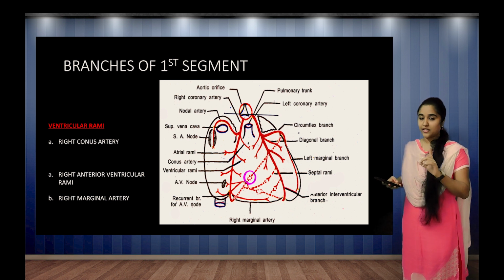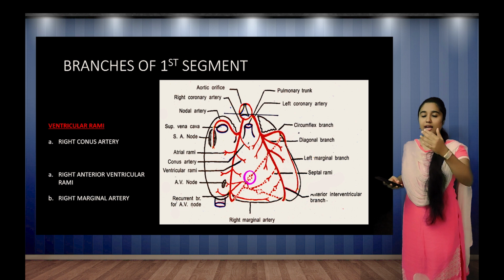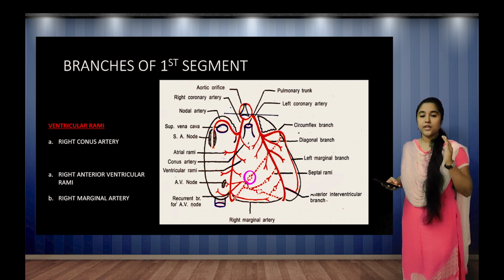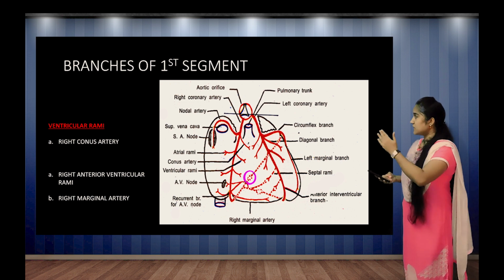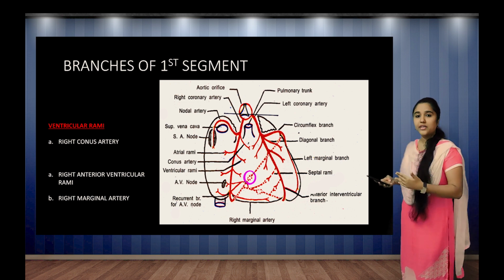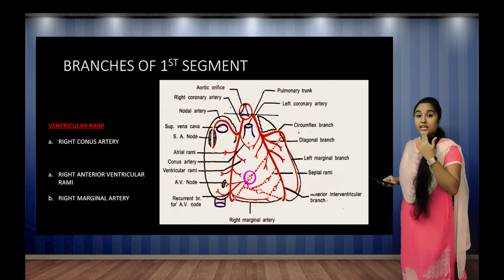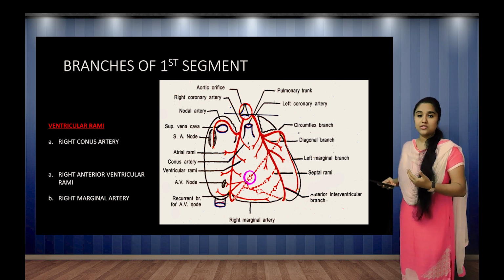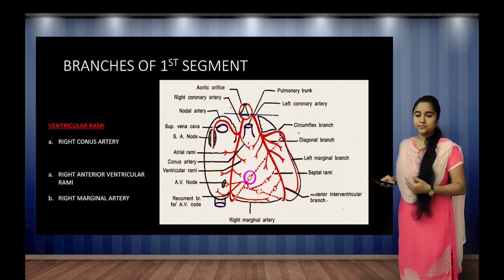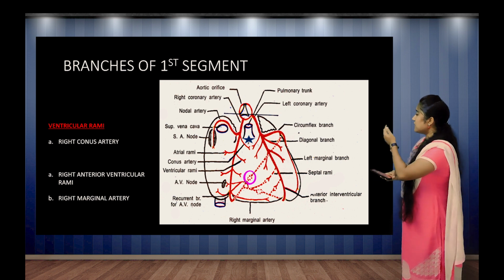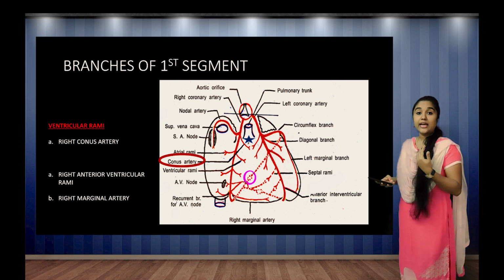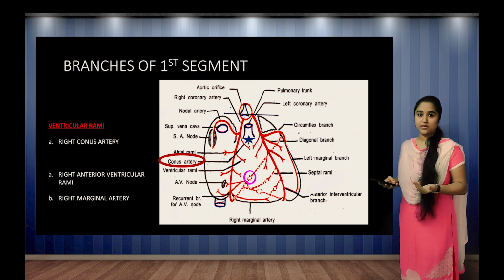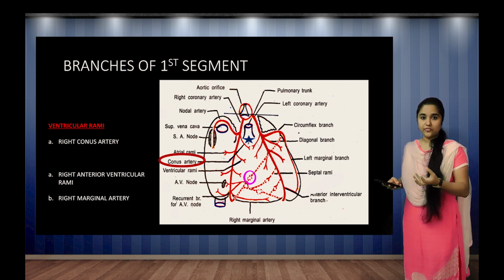The first segment starts from the anterior aortic sinus and reaches up to the inferior border. You can see there are a number of ventricular rami arising from the first segment. These ventricular rami are almost perpendicular to the main artery and they supply the sternocostal surface of the right ventricle. Out of these, the first artery is the right conus artery that supplies the infundibulum of the right ventricle. So, the artery that supplies the infundibulum of the right ventricle is the right conus artery.